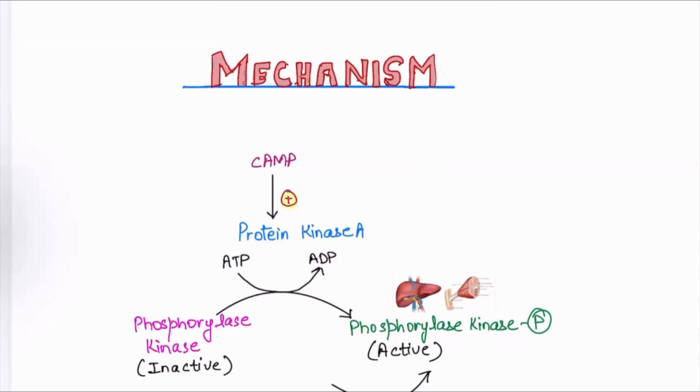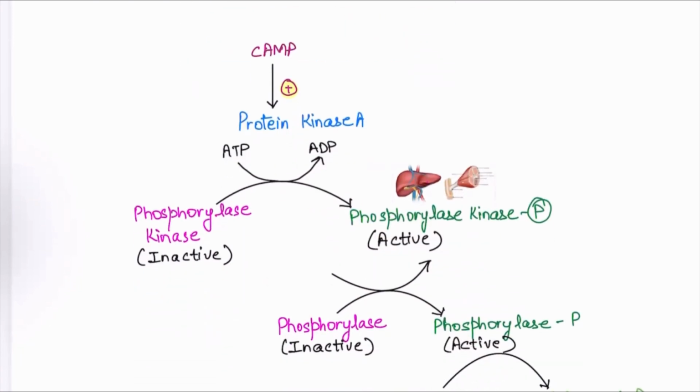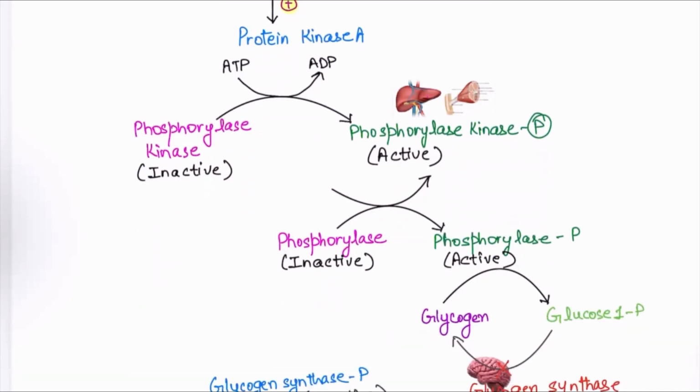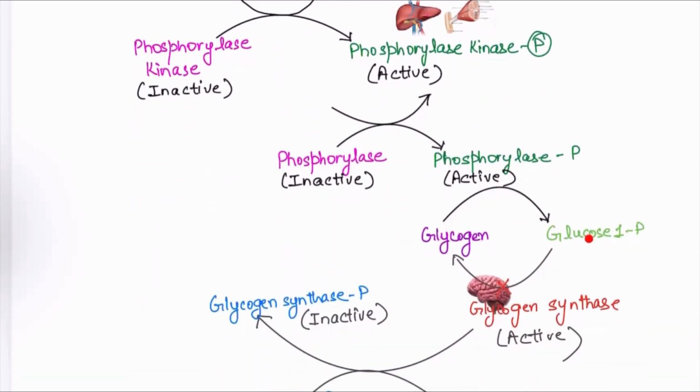Adenylyl cyclase is an enzyme which converts ATP to cyclic AMP. This cyclic AMP then binds to phosphorylase kinase and converts it to its active, phosphorylated form. This activated phosphorylase kinase then converts phosphorylase B to phosphorylase A, which is the active form. And finally, it catalyzes the breakdown of glycogen to glucose 1-phosphate. During this process, glycogen synthase enzyme activity is inhibited so that glycogen formation doesn't take place.